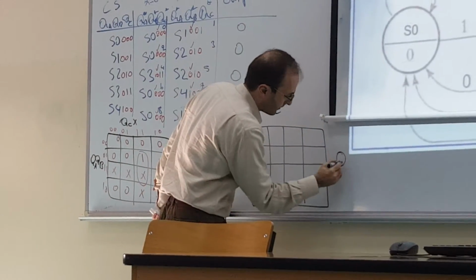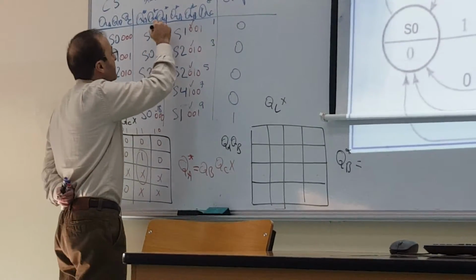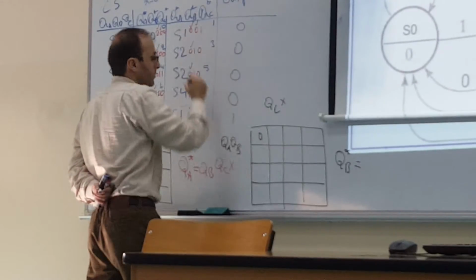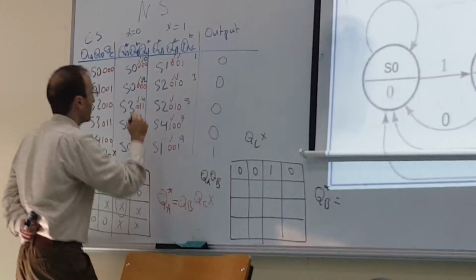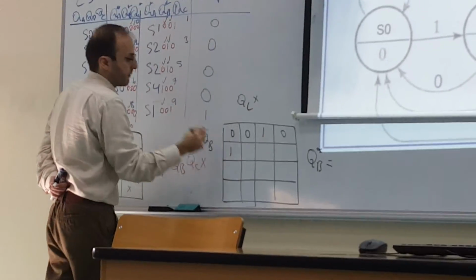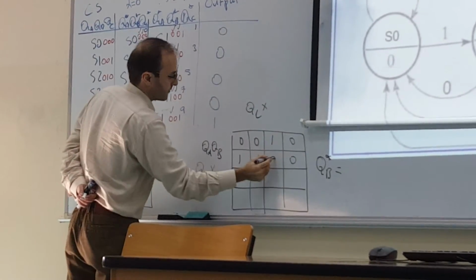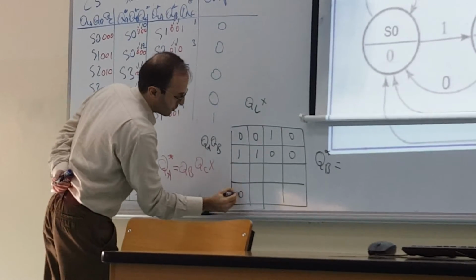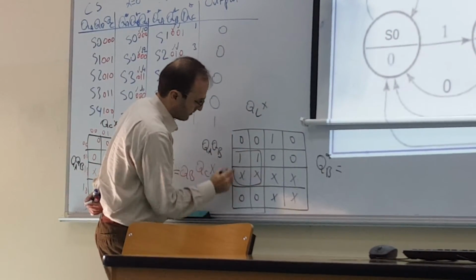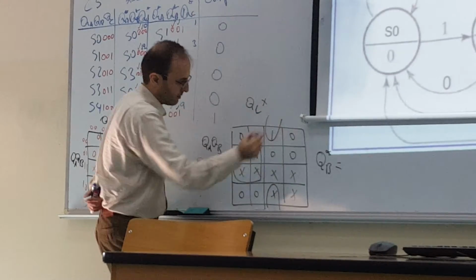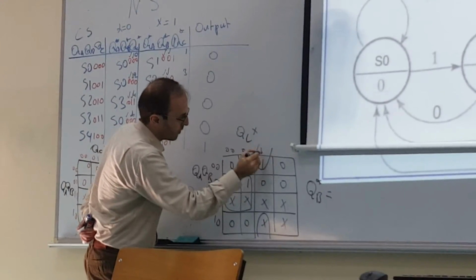Here I'm calculating QB star. So now I'm looking at the next bit. So that's zero. Zero. Zero. One. One. One. One. One. One. Zero. Zero. Zero. Zero. Zero and zero. Zero and zero. And the rest are don't care. So I take this one and I will take, is there a better way? Oh, I don't think so. Okay? Zero, zero, zero, one, one, one, one, zero.